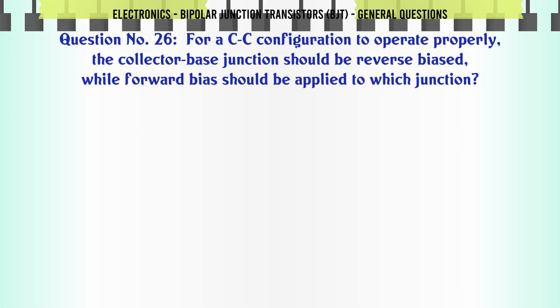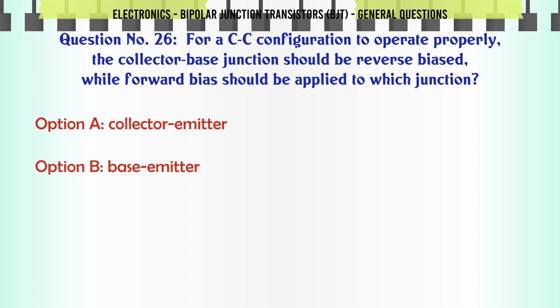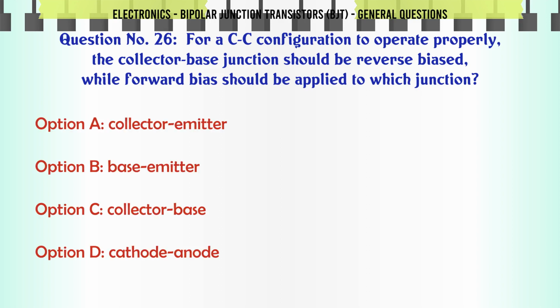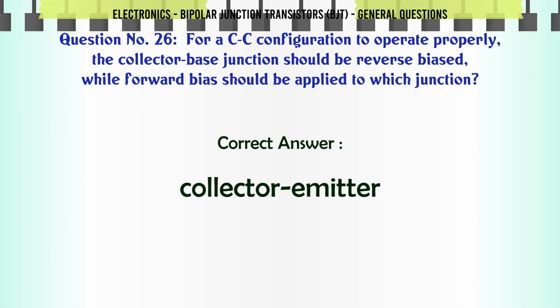transfer. For CC configuration to operate properly, the collector base junction should be reverse biased while forward bias should be applied to which junction? A. collector emitter, B. base emitter, C. collector base, D. cathode anode. The correct answer is collector emitter.